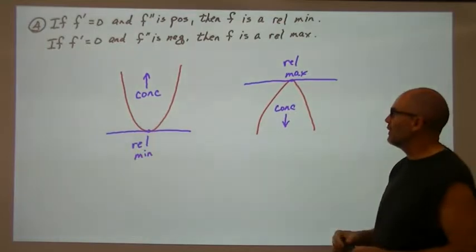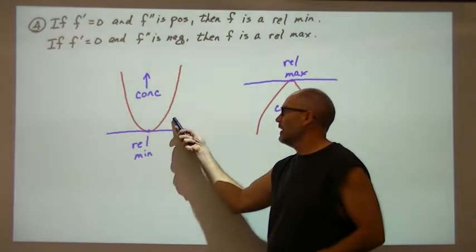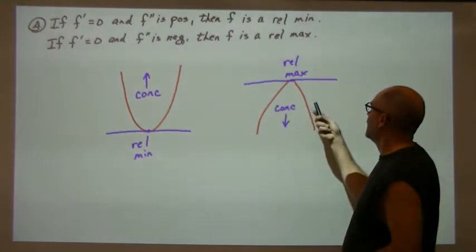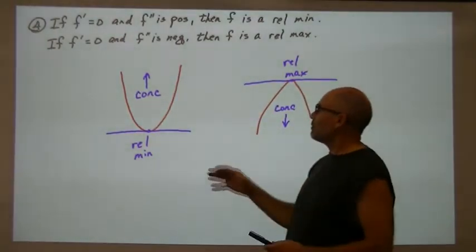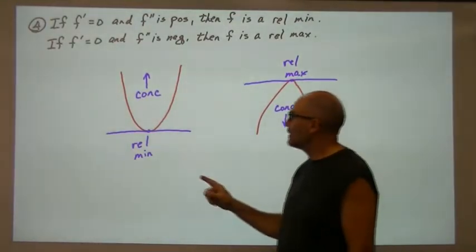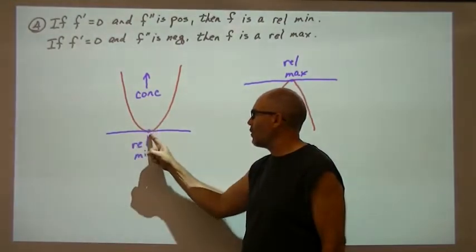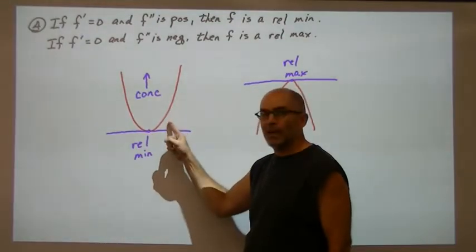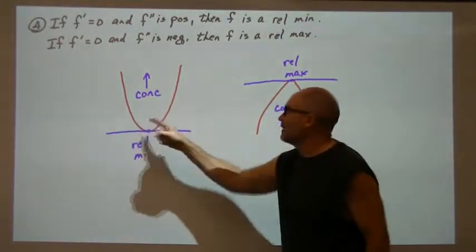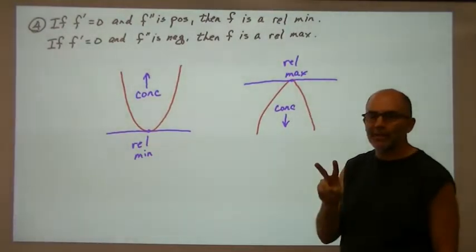Now remember, the first derivative test said if the first derivative is going from negative to positive, it's a relative min. Or if the first derivative is going from positive to negative, it's a relative max. Now, why would the second derivative test be simpler? Well, remember, in the first derivative test, I have to know the first derivative, and then I have to plug in a point before my critical point and a point after my critical point to see if I'm going from positive to negative or from negative to positive. So the first derivative test requires 2 points.